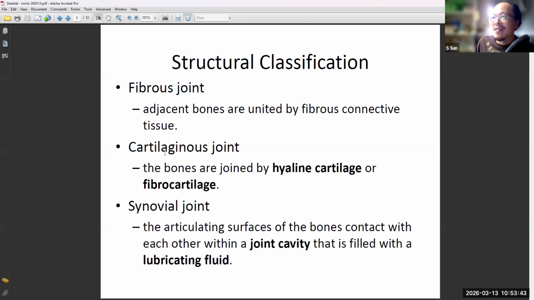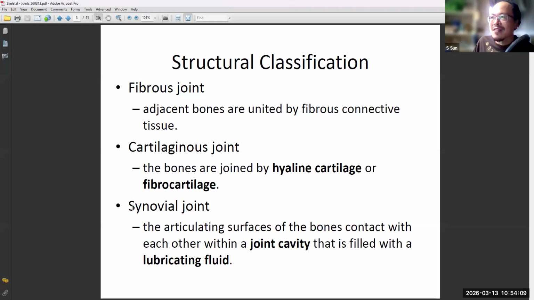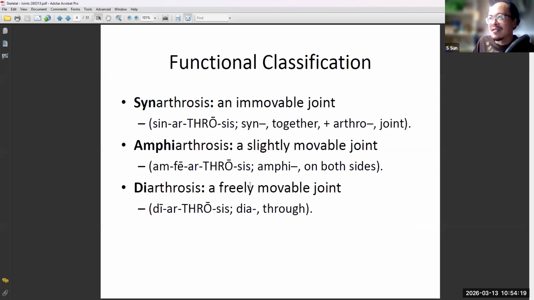Cartilaginous is not necessarily so, because we will see some cartilaginous joints don't give you movement at all, but they could give you a little bit of small movement, which is amphi right here. Amphi means both sides. Amphiarthrosis. How about synovial? Synovial allows you more free movement, so it's diarthrosis. So that's that.